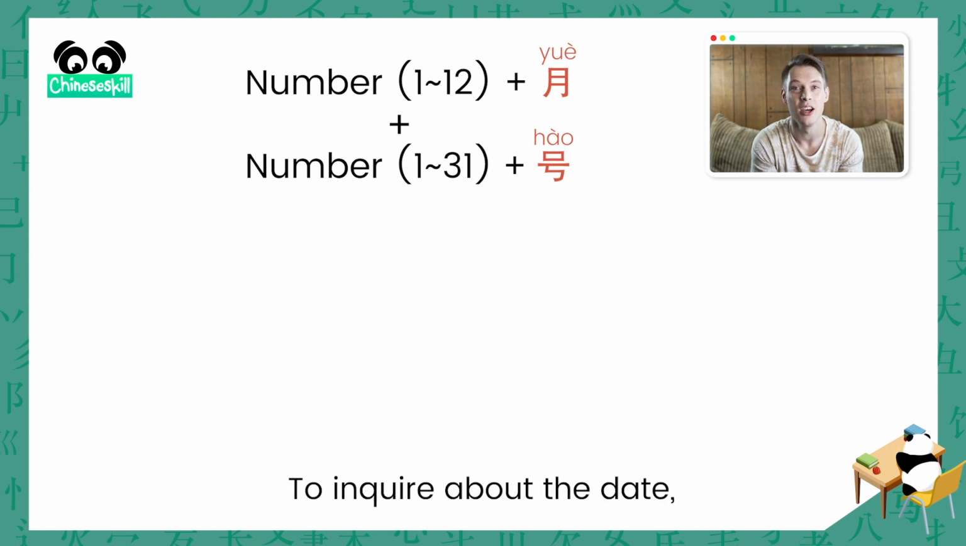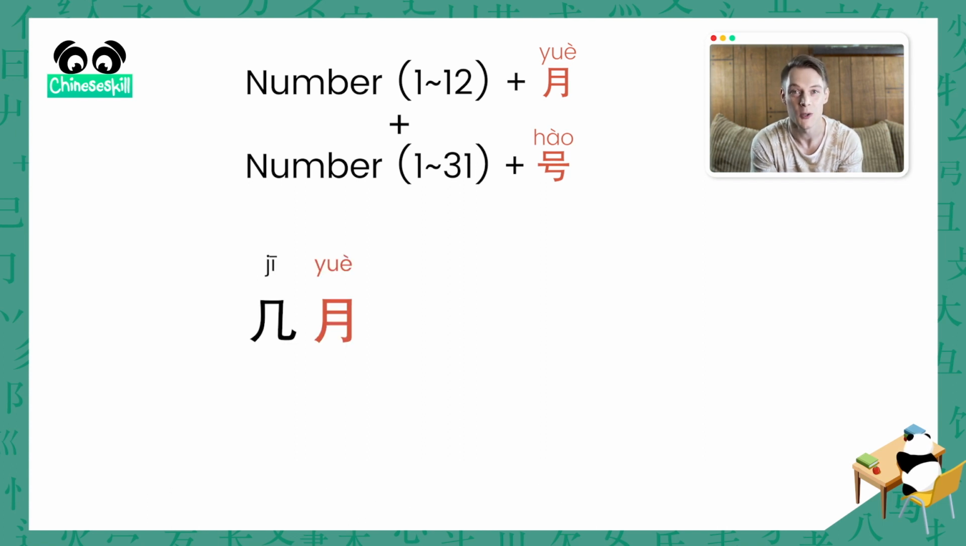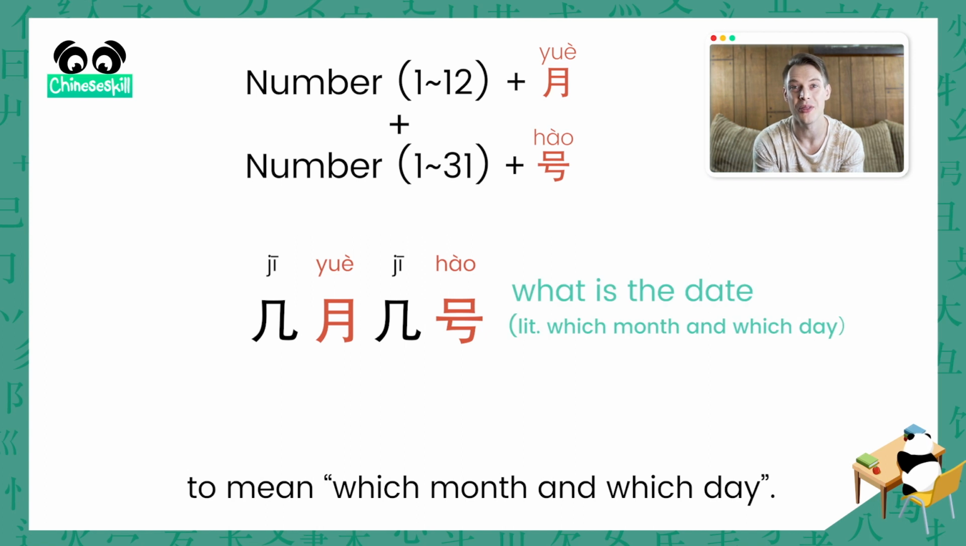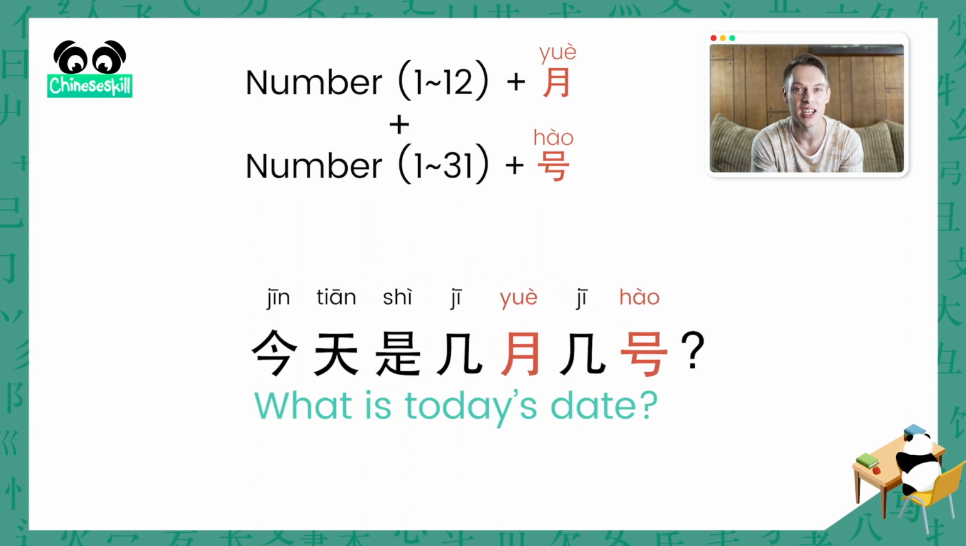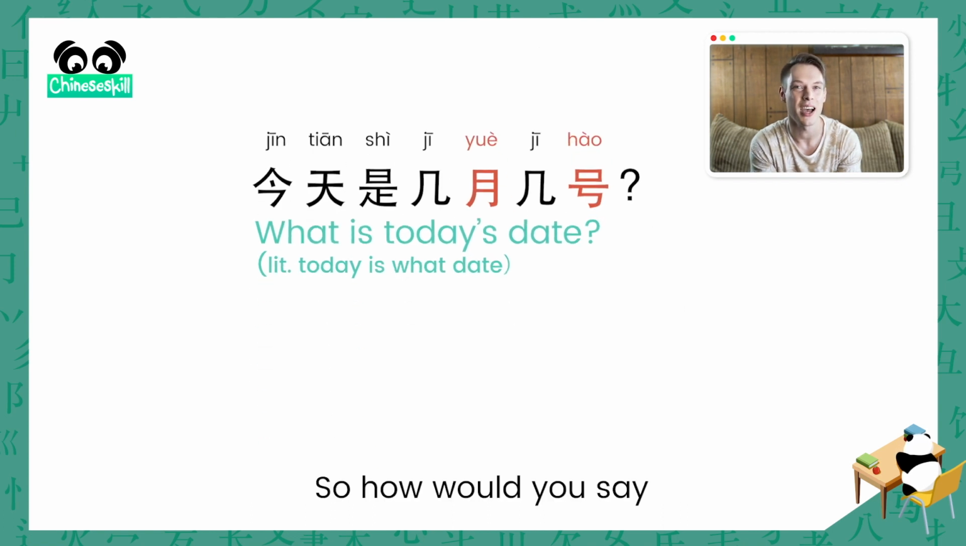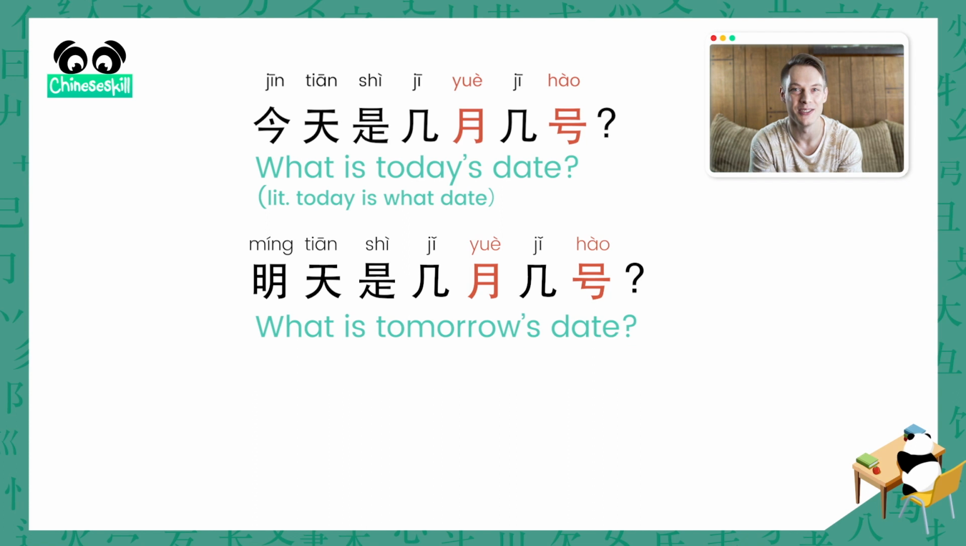To inquire about the date, we can use the same question word we used for the days of the week, 几. So you can say 几月几号 to mean which month and which day. So if you wanted to ask what is today's date, you could say 今天是几月几号. Literally, today is what date. 今天是几月几号. So how would you say what is tomorrow's date? 明天是几月几号. That's right. 明天是几月几号. Tomorrow is what date.